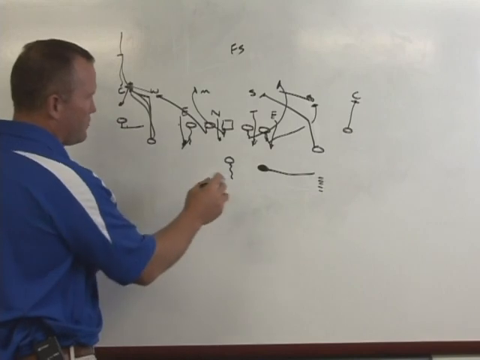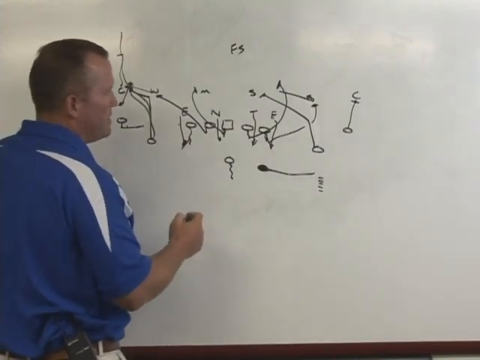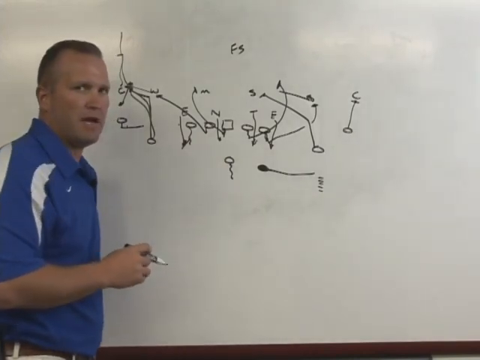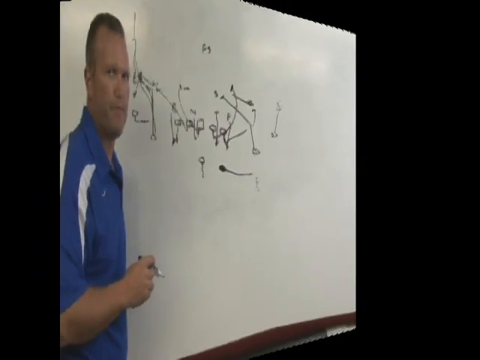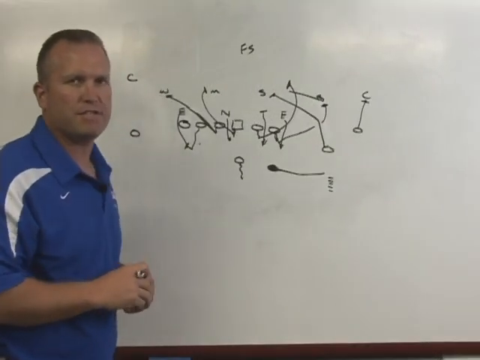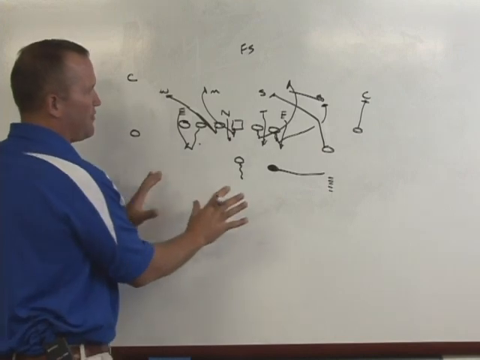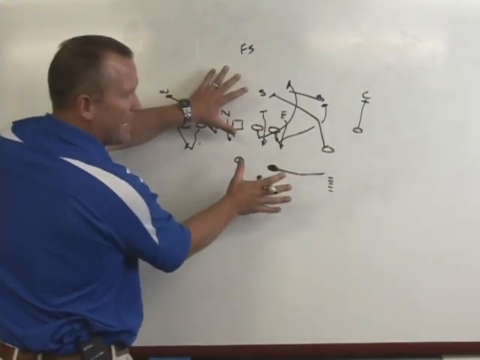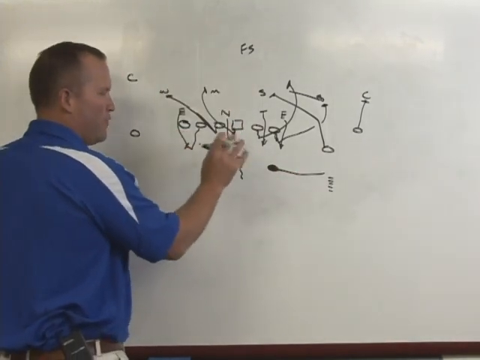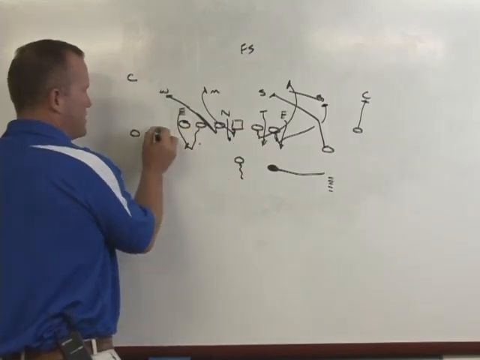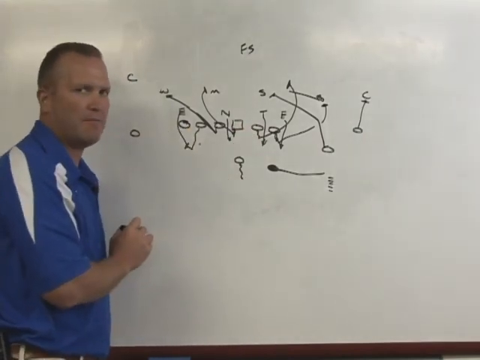So that's our double screen out of our spread formation, and we'll take a look at it out of some other formations also. All right, now another formation that you can run that double screen out of, and you can see everything on the front side here has stayed the same, is instead of having a slot receiver backside, you can have a tight end backside.